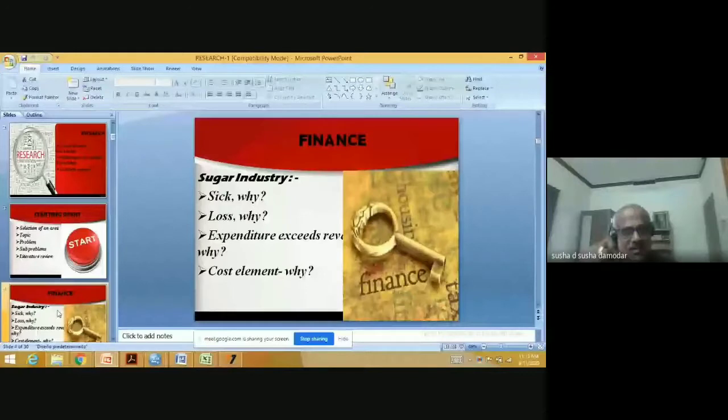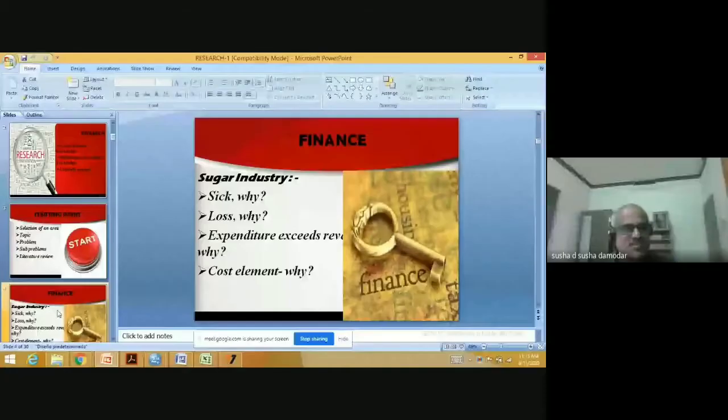Why are these declared as sick? Because the majority of the sugar manufacturing units were run at a loss. Again, why? Why were they running at a loss? Because expenditure exceeds revenue. Again, why?